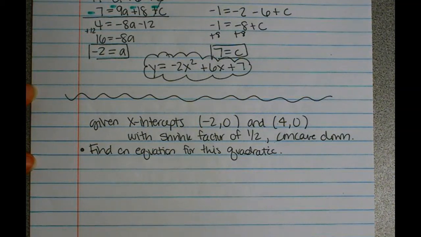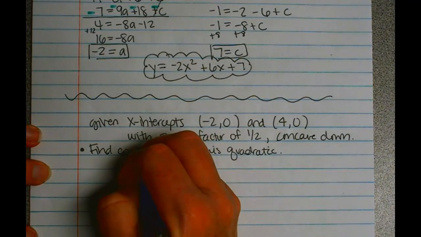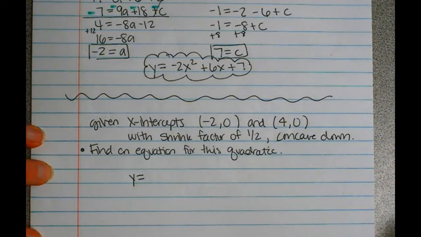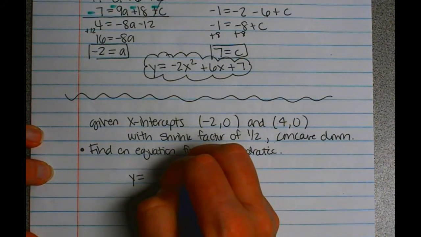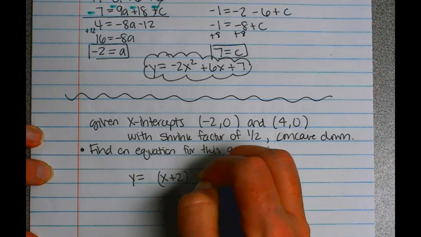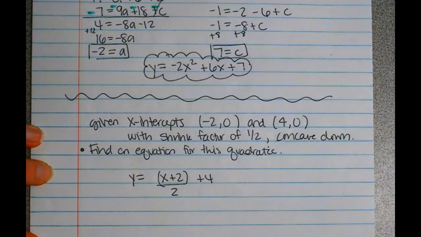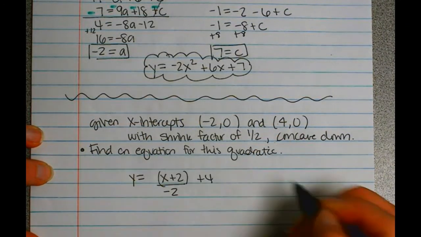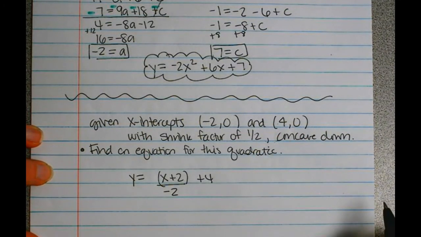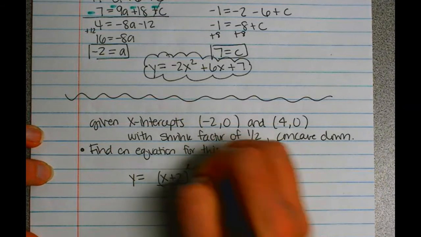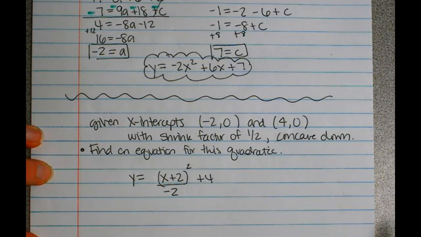Stephen, what you got? I don't know if I did the shrink factor right. Okay. I got y equals (x plus 2) squared over negative 2 plus 4. All right. Negative 2 on the bottom. So you have this squared. You have a lot of good stuff here.